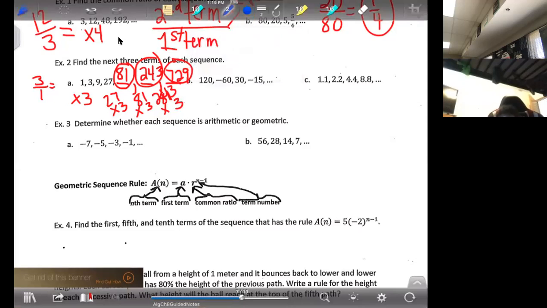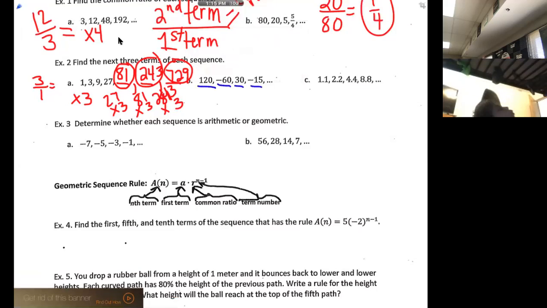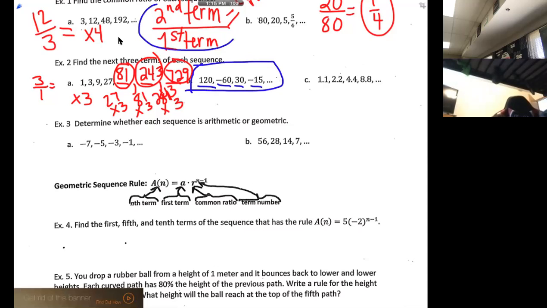Okay, so we have 120, then we have negative 60, then we have 30, then we have negative 15. Notice it's going back and forth between positive, negative. So what should I do to find the common ratio, Brecken? We need to subtract 75. Wait, we're on B right here. Remember, geometric sequence is found by multiplying. So we're going to do this right here. Take the second term and divide it by the first term.